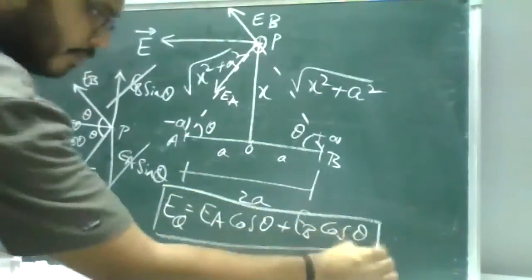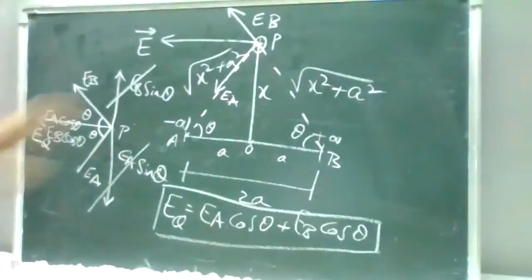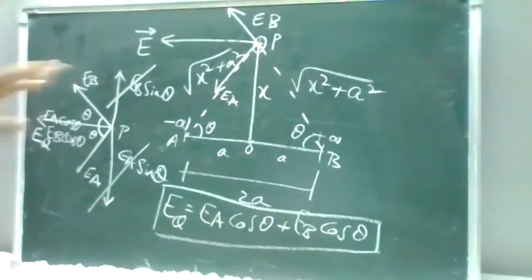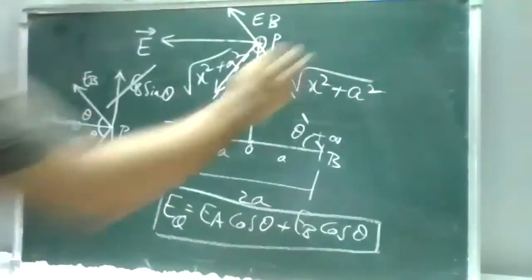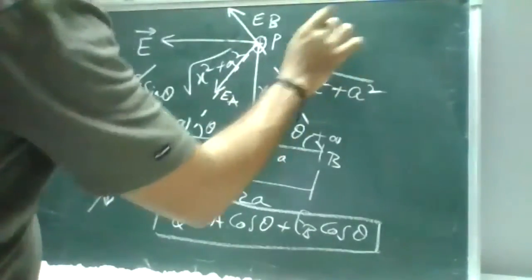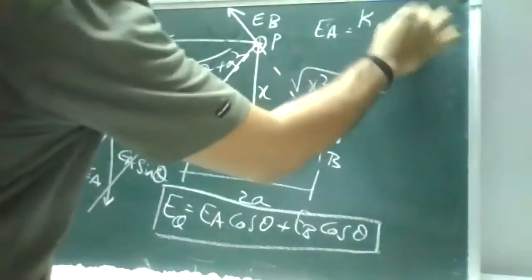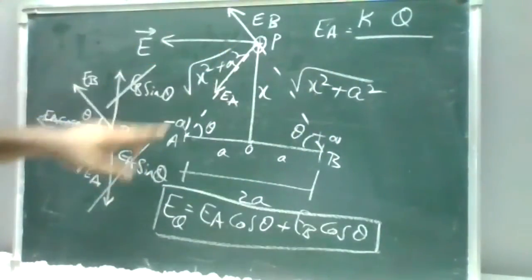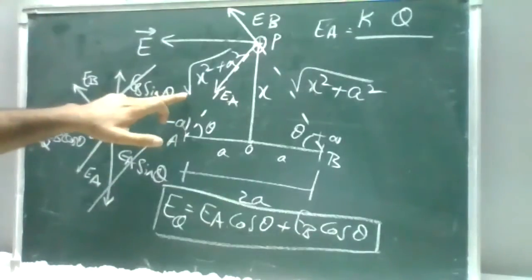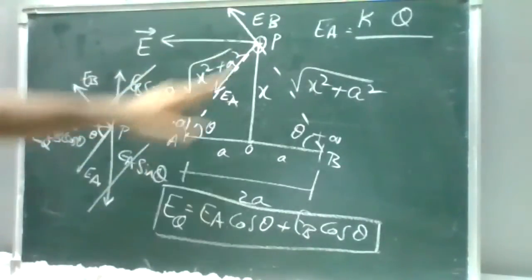Okay, so we got the relation. Now what is EA, what is EB, and what is cos theta? We'll see from these relations. EA is equal to kQ by r square. r is nothing but the distance between point A and point B. What is the distance? It is root of x square plus a square. The hypotenuse is the distance here.